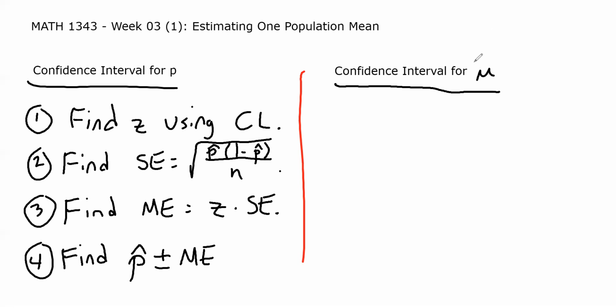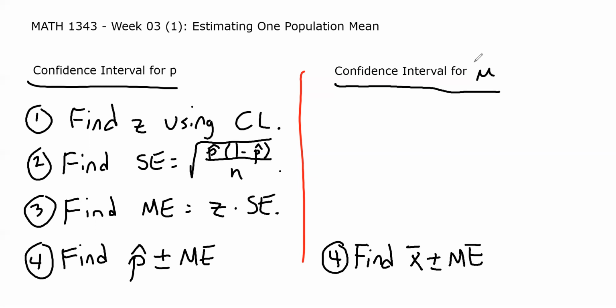So how do we adjust these to build a confidence interval for mu? Some of the changes will be obvious, but some of them won't be as obvious. For example, the fourth step is going to be the same. The way you build a confidence interval for a population parameter, in this case mu, is you center it around the corresponding sample statistic, the point estimate, if you will. The point estimate for population mean is sample mean. The variable for sample mean is x bar. So when we get to the end, the interval will be centered around the sample mean, but we'll still add and subtract a margin of error to it.